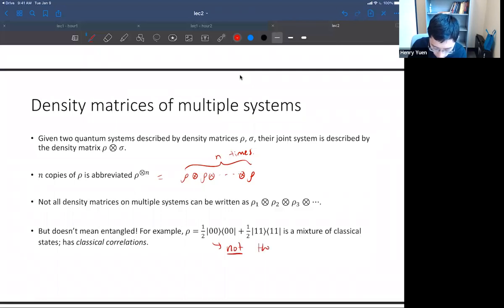So this is not the EPR pair. The EPR pair is a pure state. This is not a pure state. This is a mixed state. It's the same as with probability 1/2, someone gave you 2 heads, or with probability 1/2, someone gave you 2 tails. The 2 qubits are correlated clearly, but they're not entangled in any quantum sense.